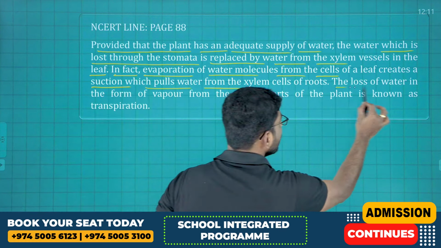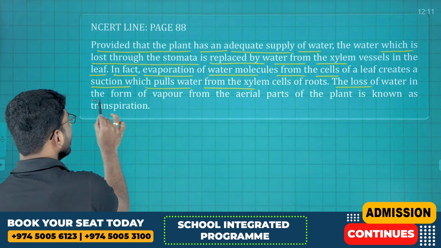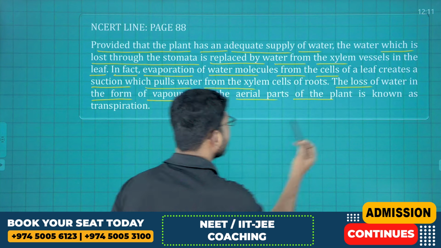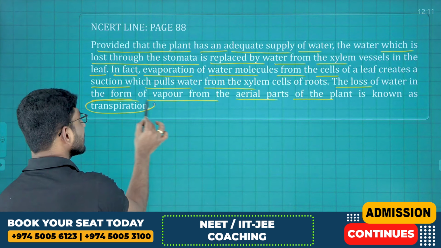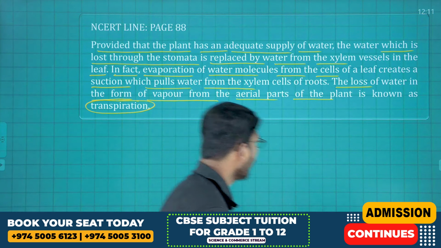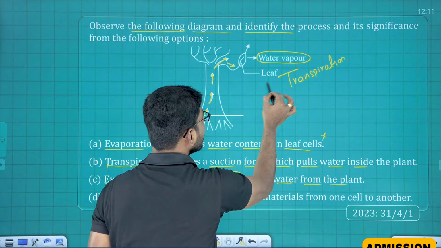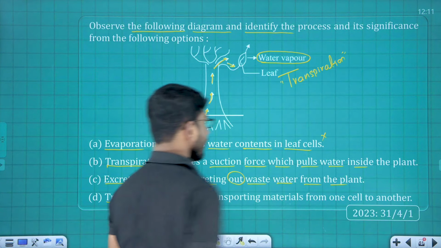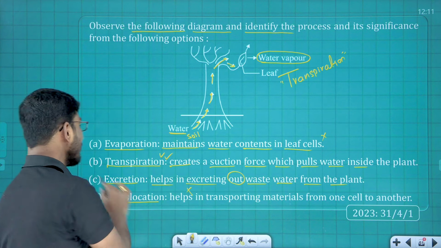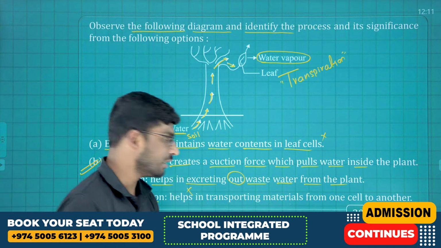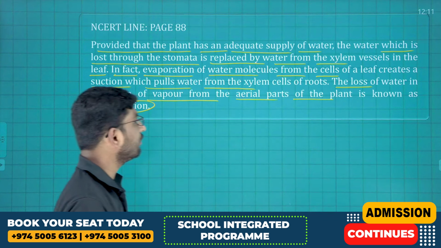The loss of water in the form of water vapor through the aerial part of the plant we call transpiration. Come back here. Look at your leaf, water vapor is being lost. This process is called, tell me, transpiration. So I am going with option B as the correct answer. Clear, students? Come to the next question.